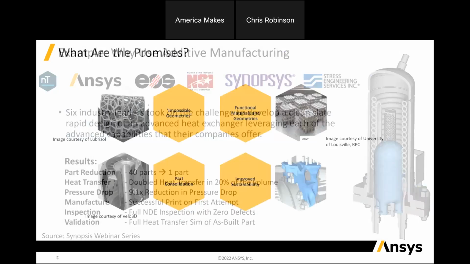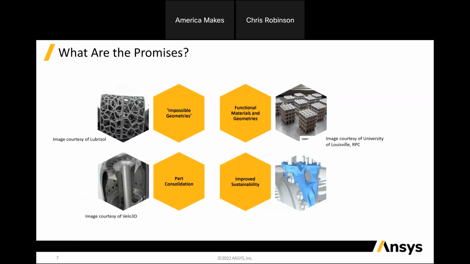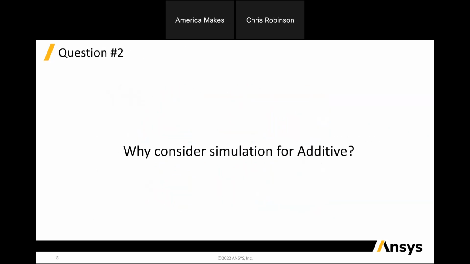So that's just one example of a great application for additive manufacturing, and it shows some of the value that additive manufacturing can bring. Just a couple more ideas around the promises that additive can bring. You've got geometries that are impossible to build with traditional manufacturing technologies. You can create functional materials and geometries as well as graded materials. You can look at part consolidation, one of the key things we were just looking at, as well as sustainability, being able to really drive optimized designs. And additive manufacturing provides a really viable method for producing these optimized designs that lead to further sustainability of products.